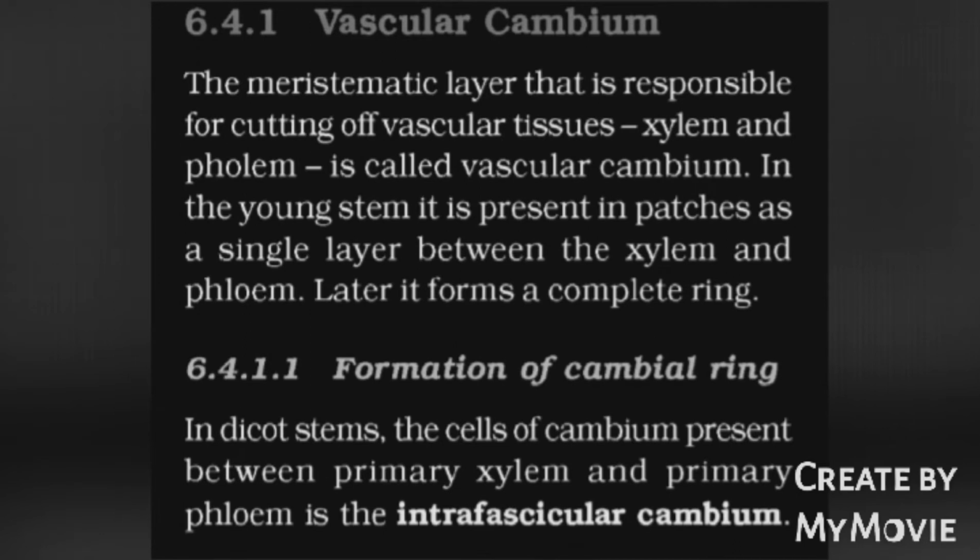Vascular cambium. The meristematic layer that is responsible for cutting off vascular tissues, xylem and phloem, is called vascular cambium. In the young stem, it is present in patches as a single layer between the xylem and phloem. Later, it forms a complete ring.